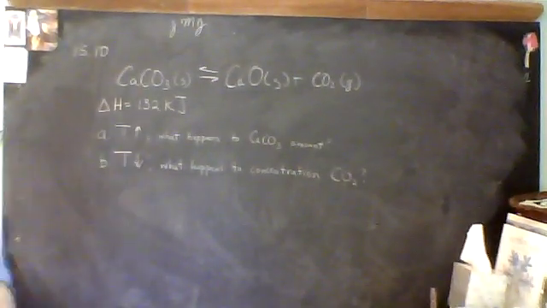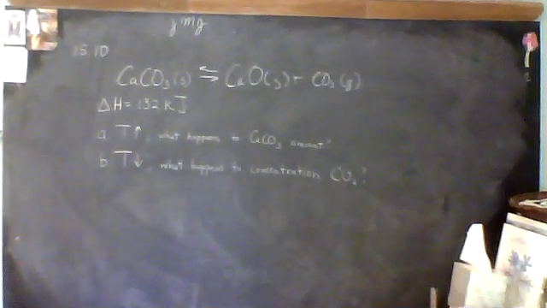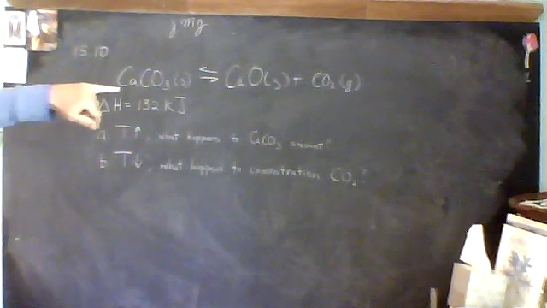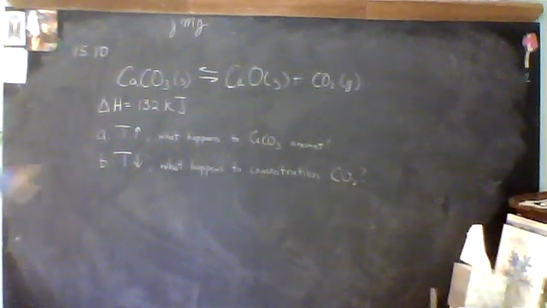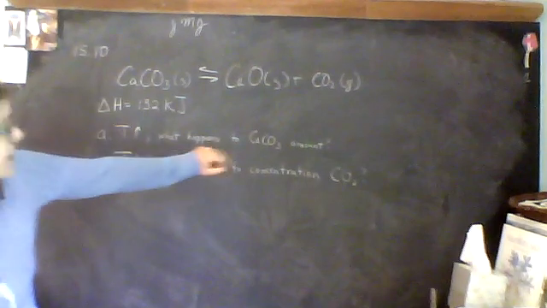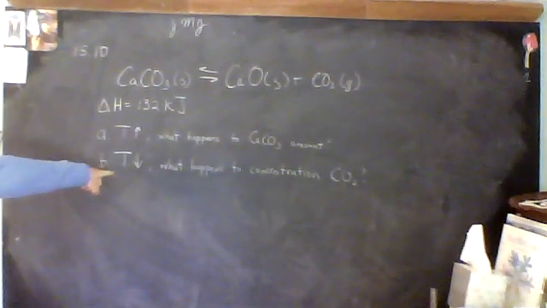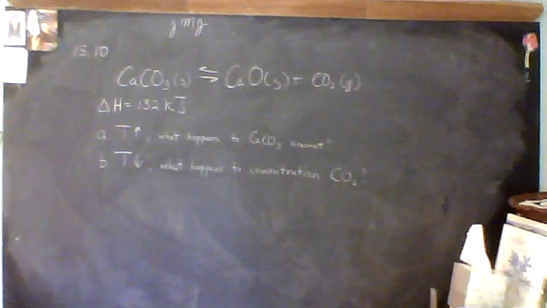Consider the following reaction that has already attained equilibrium. CaCO3 solid is in equilibrium with CaO solid plus CO2 gas, and the delta H is 132 kilojoules. What will happen to the amount of CaCO3 if the temperature increases? And if the temperature decreases, what will happen to the concentration of CO2?